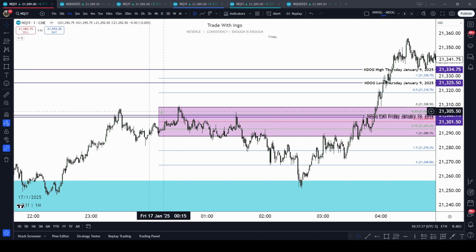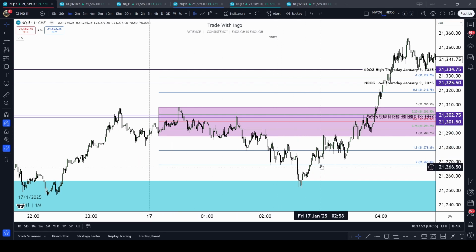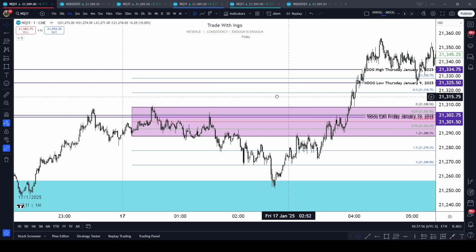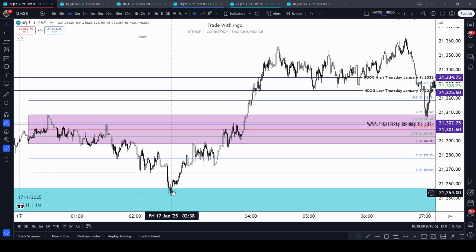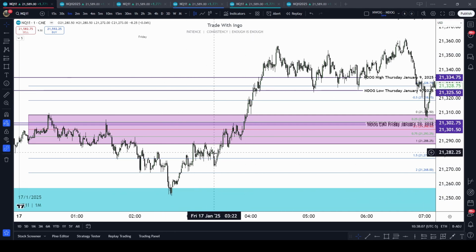Okay, again, midnight opening range is formed from this high at 0:30 a.m. down to this low at 0:10 a.m. Note the confluence with the standard deviation levels. Trading back into the bullish inversion fair value gap on the hourly. We trade all the way up.